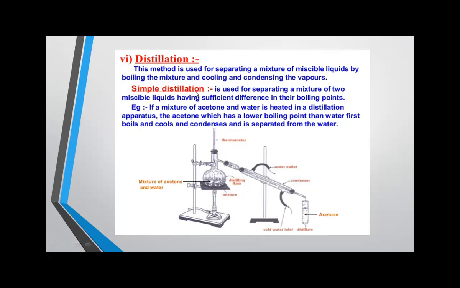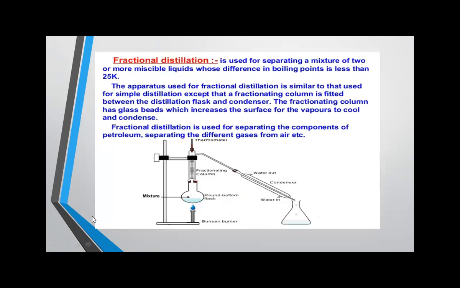So first, simple distillation. It is used for separating mixture of two miscible liquids having sufficient differences in their boiling points. If a mixture of acetone and water is heated in a distillation apparatus, the acetone, which has lower boiling point than water, first boils and cools and condenses and is separated from the water.